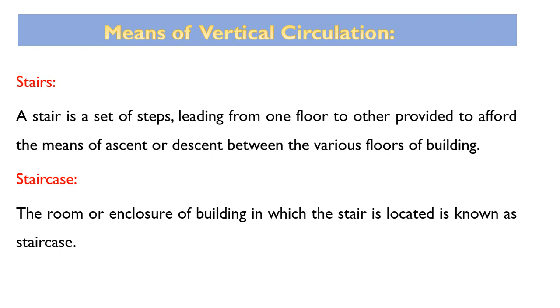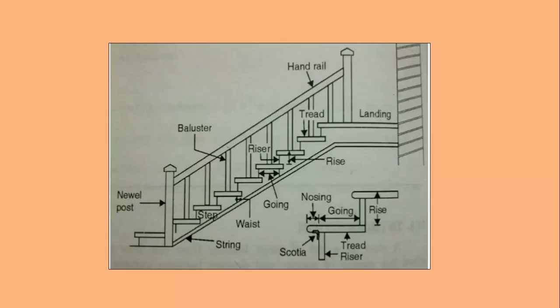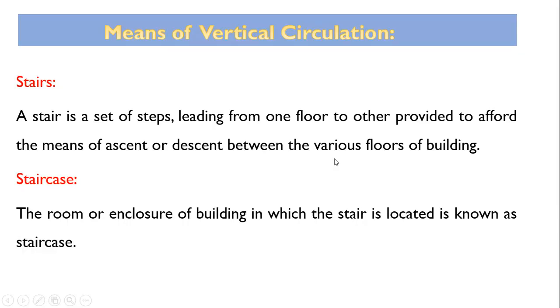Now coming to means of vertical circulation. The very first means is stair. What is a stair? A stair is a set of steps leading from one floor to another, provided to afford the means of ascent or descent, meaning ascending or descending between the various floors of the building. Stair is nothing but a set of steps. A set of steps in the building to reach from one floor to another floor is called a stair.